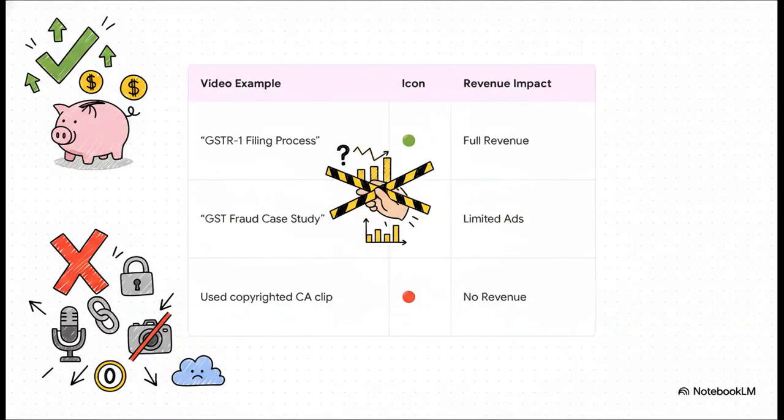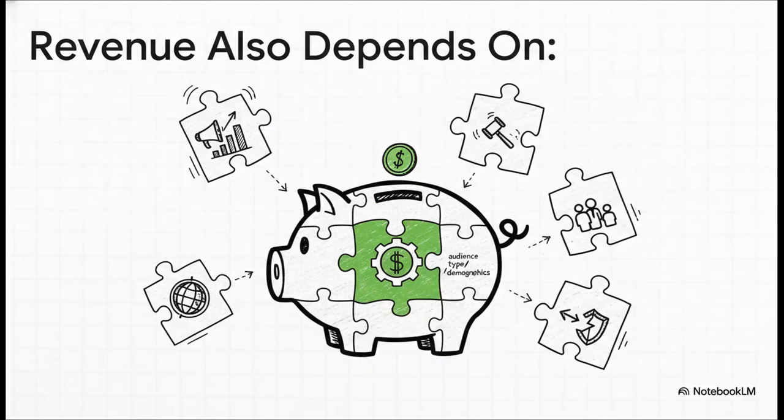And this table just lays it all out perfectly, doesn't it? It shows exactly how your content choices directly impact your revenue. A straightforward tutorial on the GSTR1 filing process gets the green light. A more sensitive GST fraud case study is definitely risking a yellow icon. And using a copyrighted clip, well, that's a direct path to the red icon and zero revenue. It's that simple.